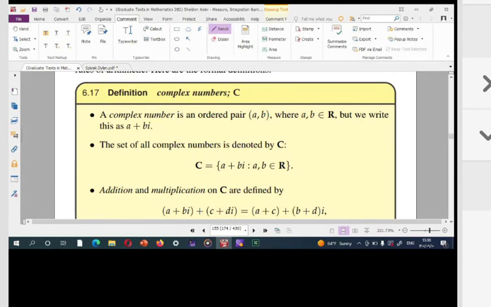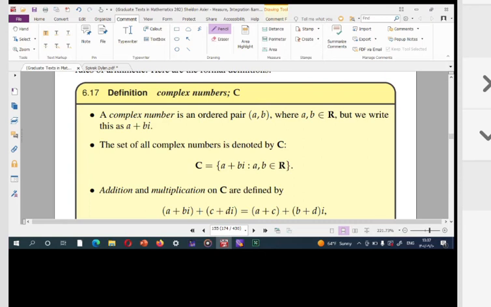A complex number is an ordered pair such as (a, b), where a and b are real numbers, but we write this by this notation so that these two are equal, okay? The set of all complex numbers is denoted by C, so that C equals this element for each a and b in real numbers, or the set of all ordered pairs such that a and b belong to R.